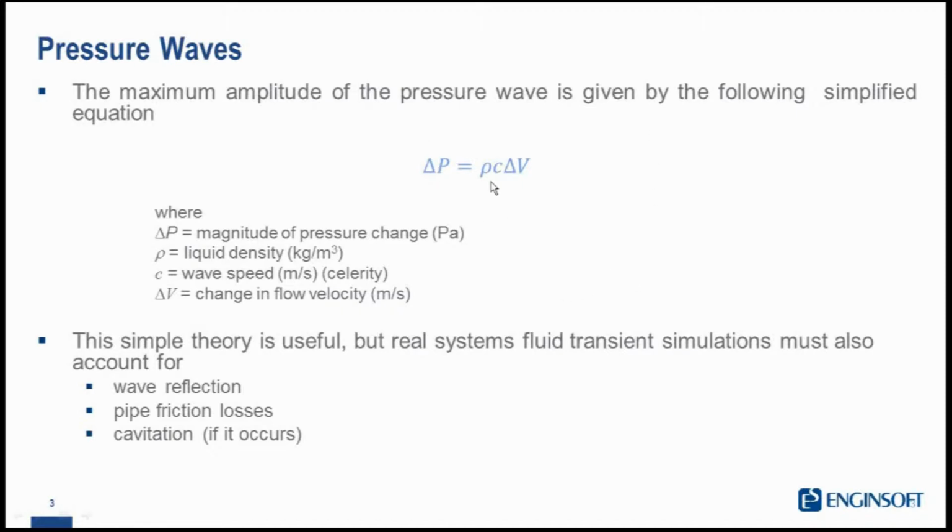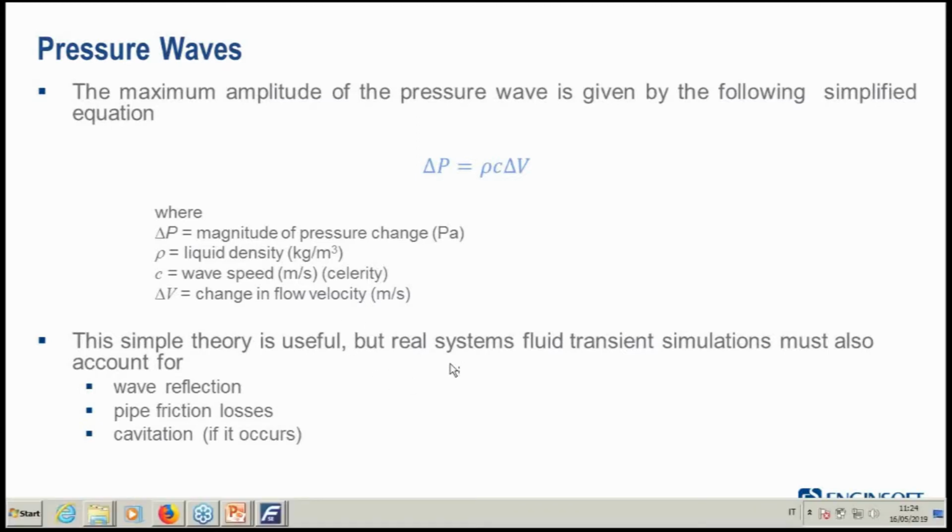This is a simple relationship, but in a transient simulation, you have to take into account the wave reflection and also the pipe friction losses and also cavitation. And with this simple theory, you are not able to take into account all these effects, so you simulate in a more detailed way using a simulation tool.